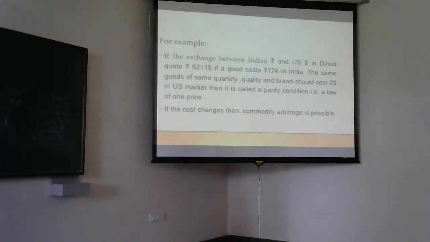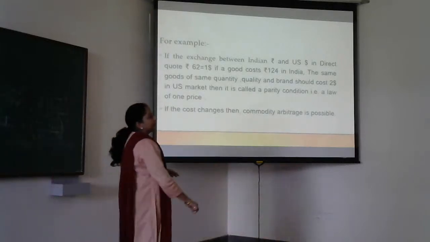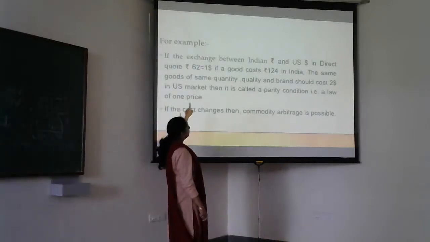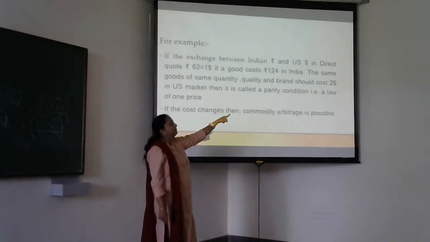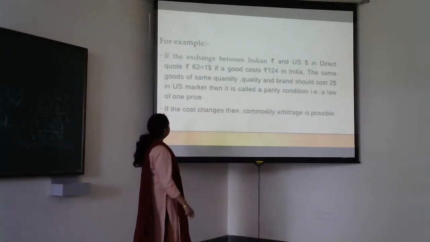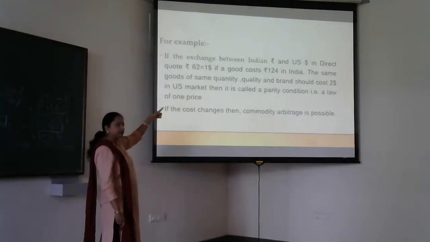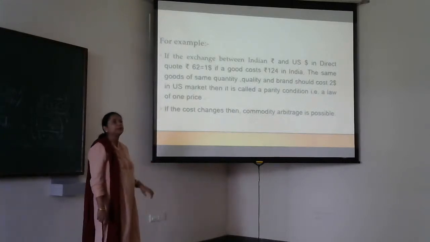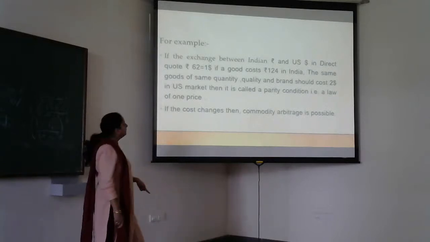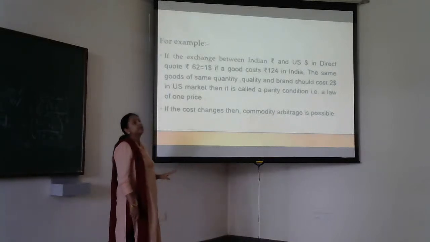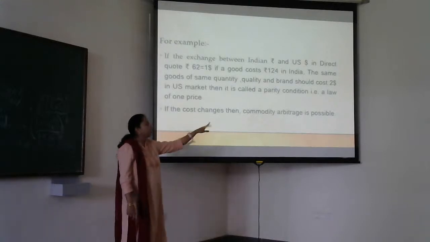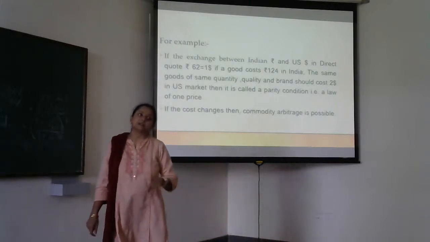So this is how, when we are trying to estimate the value of any particular good, we are doing it as per the parity idea. It is called a parity condition, that is, the law of one price, because we are going by the purchasing power parity between India and US. If the cost changes, then commodity arbitrage is possible.